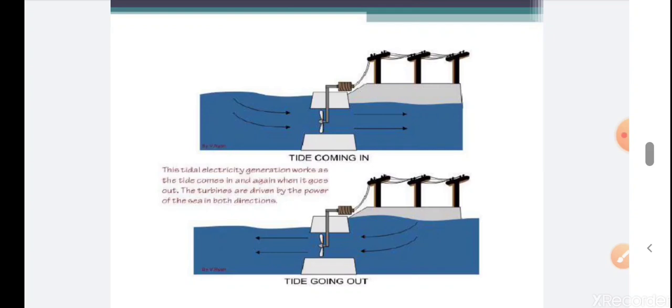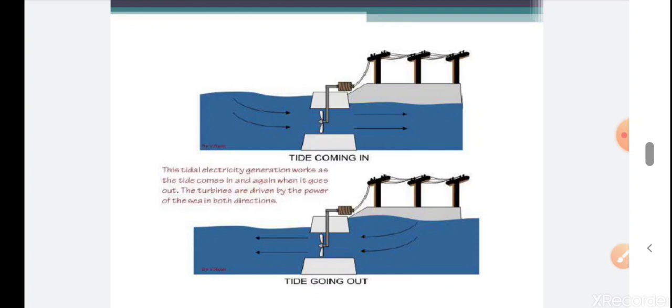You can see here that in the high tides, or when the currents are flowing towards the coast, then the height on the seaside will be more than the basin side, and when the gates are opened, the water will flow through these gates into the basin and rotate the turbine which is installed in between these two near the sluice gate, and because of the rotation of the turbine, electrical energy is generated.